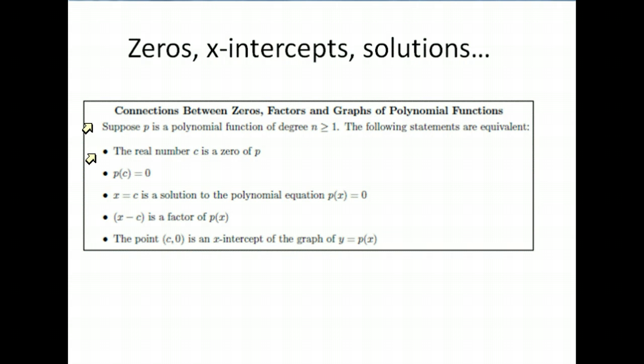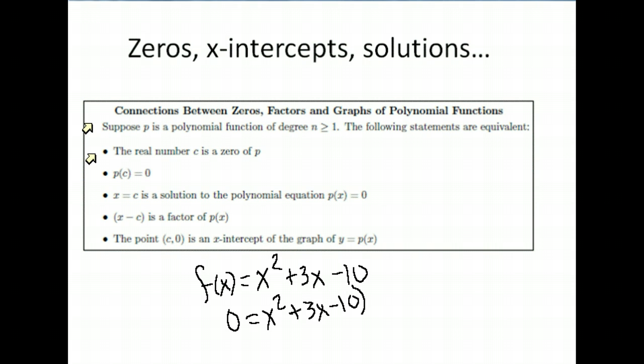Okay, a real number, c, is a 0 of p. So let's give an actual example of a polynomial here. Let's say we have the polynomial x squared plus 3x minus 10. Okay, and let's see if we can find a 0 for that polynomial. To find zeros, we set it equal to 0 and try to solve it.